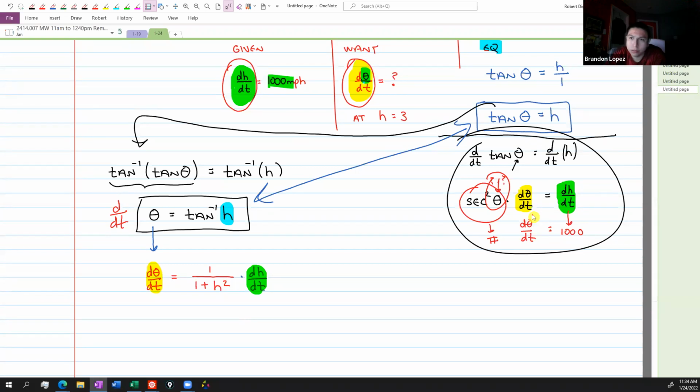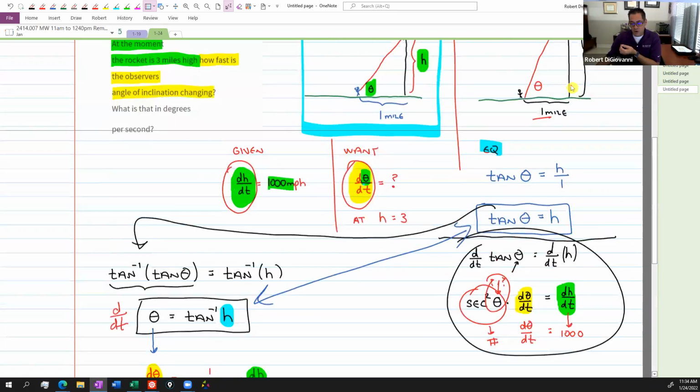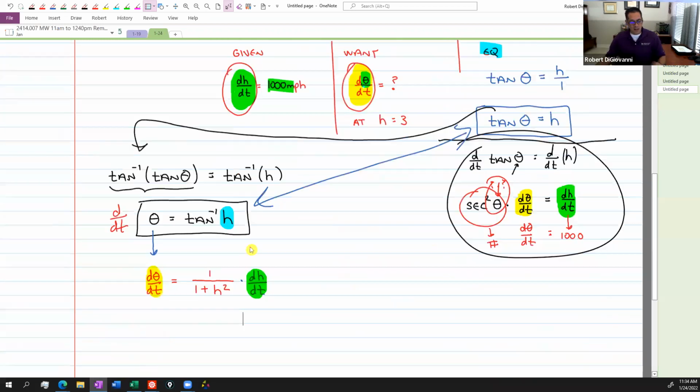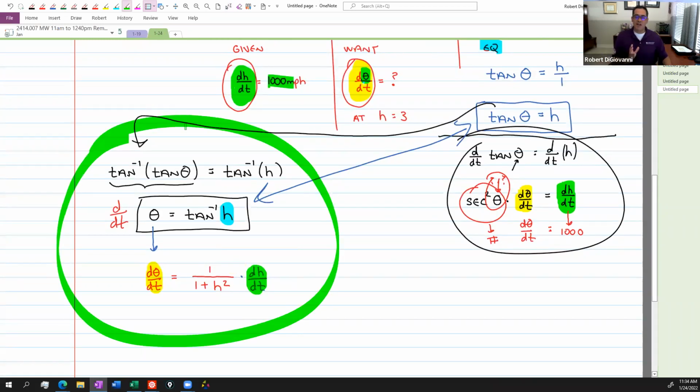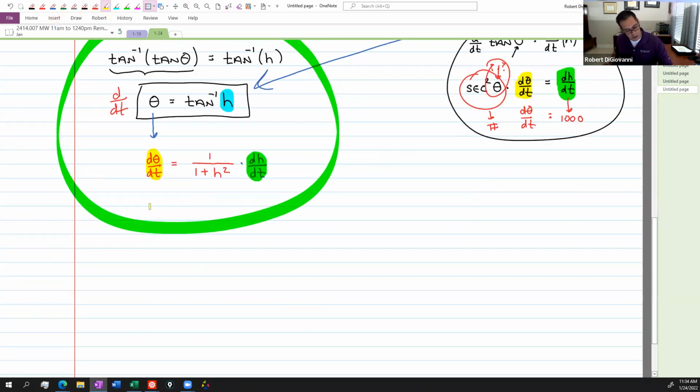We know both variables. We know what dh/dt is, and we know what h is. So dh/dt we know is 1,000, and dθ/dt we're solving for. The only thing we need to know in order to answer this problem is what h is, right? We already know it. We actually don't need theta at all, which means we don't need to go solve it and do any work. Do y'all see that doing it this way saved us from having to go figure out what theta was? We just use h. So I think it's easy for me to do this answer now.